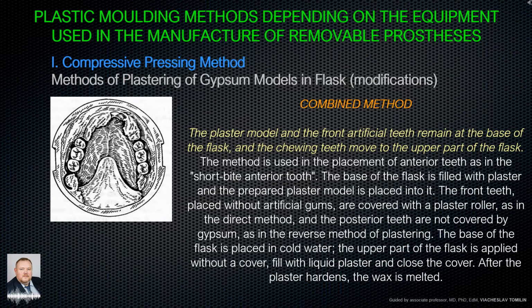The base of the flask is filled with plaster and the prepared plaster model is placed into it. The front teeth, placed without artificial gums, are covered with a plaster roller, as in the direct method, and the posterior teeth are not covered by gypsum, as in the reverse method of plastering. The base of the flask is placed in cold water, the upper part of the flask is applied without a cover, filled with liquid plaster and the cover is closed. After the plaster hardens, the wax is melted.